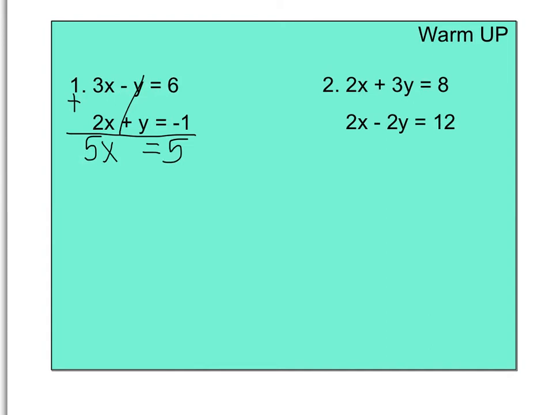To solve for x, we then divide both sides by 5. So x equals 1. So now we need to find what y is, plug it back into either equation. I'm going to choose the bottom one because the y is positive, so I'd rather solve for a positive y than a negative y. So we have 2x, but that means 2 times 1, since that's what x is, plus y equals negative 1. 2 times 1, well, that's of course 2.